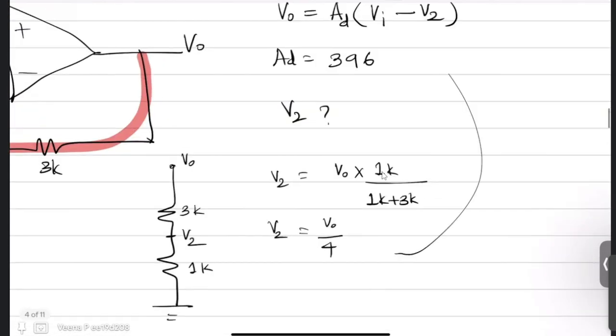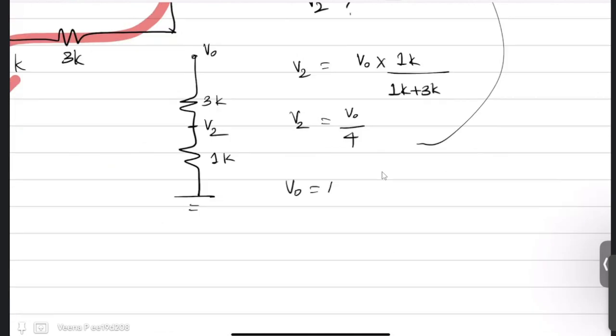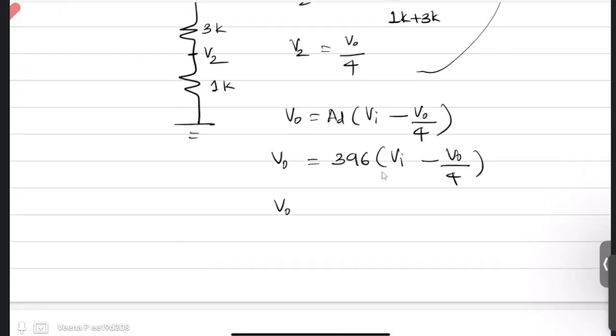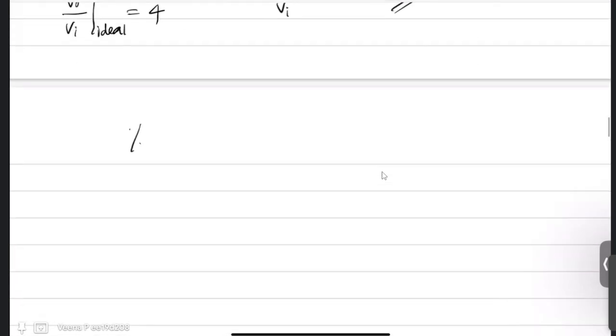Now if you substitute in this equation, your V0 is AD times (Vin minus V2), where V2 is also V0 by 4. Now your AD is 396. So 396 times (Vin minus V0 by 4) is V0. Now if you take this here and there, you get V0 by Vin. If you solve this, it comes out to be 3.96. So you have your V0 by Vin ideal as 4 and non-ideal as 3.96. So now you can find the percentage error.